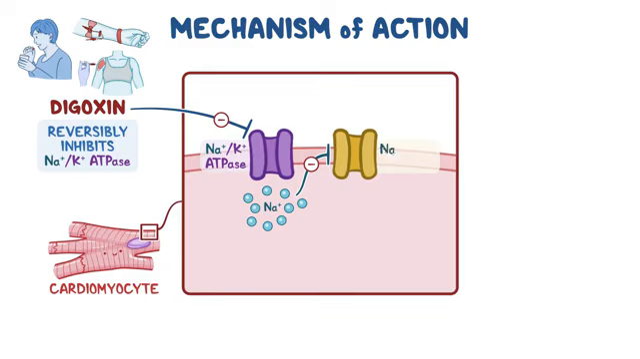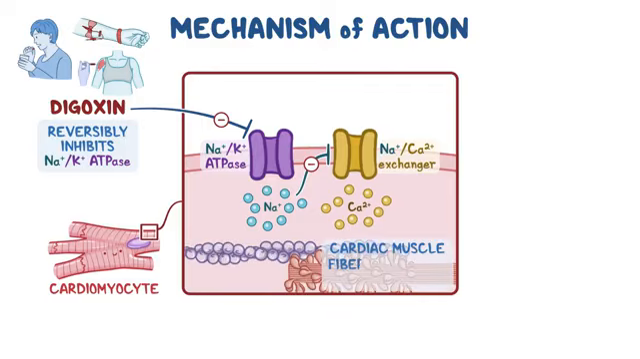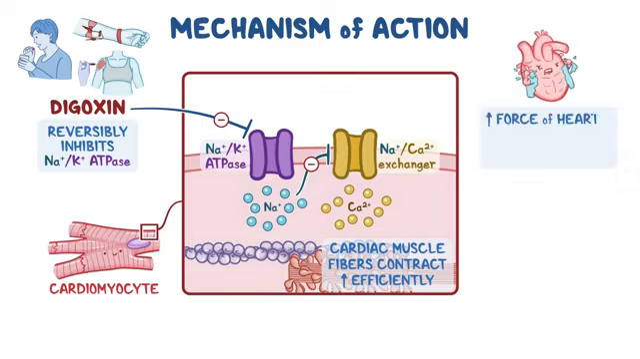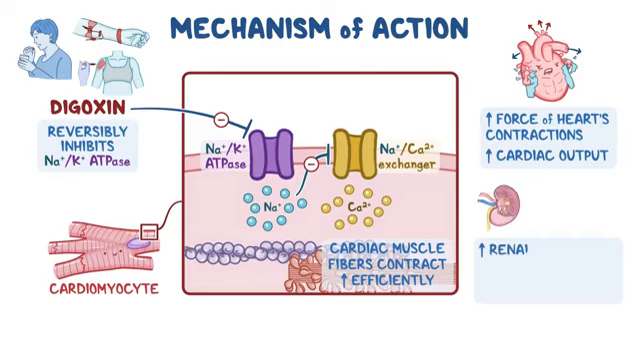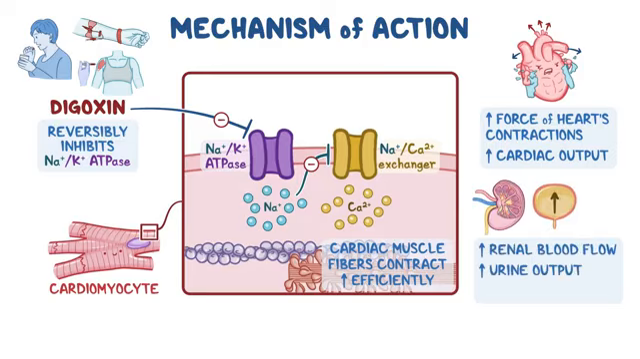This interrupts the sodium-calcium exchanger on the cell membrane, which normally pumps 1 calcium ion out in exchange for 3 sodium ions. As a result, digoxin causes calcium to build up within cardiomyocytes, allowing the cardiac muscle fibers to contract more efficiently, which leads to an increase in the force of the heart's contractions and cardiac output. In turn, the increase in cardiac output increases the renal blood flow and urine output, which also helps reduce peripheral edema.